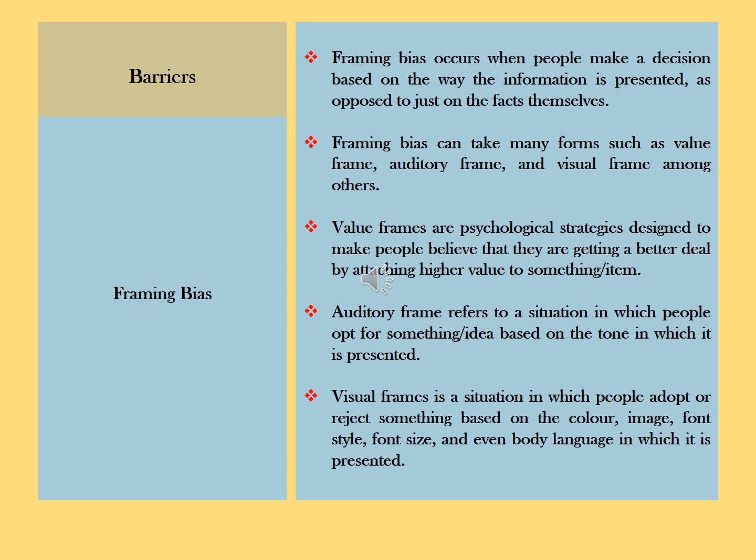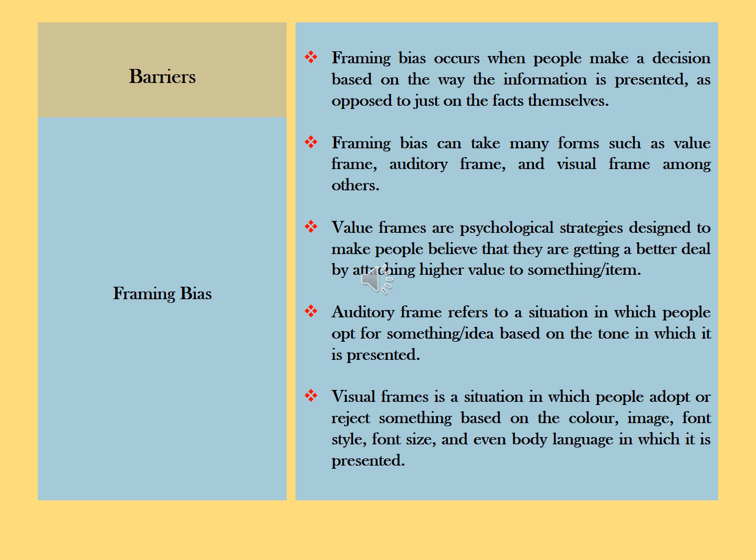Then we have what we call visual frames, which is a situation in which people adopt or reject something based on the color, the image, font, style, or font size, and even body language in which it is presented. I think this one has been much more common, especially in organizations when they're doing hiring. Sometimes individuals are hired by groups based on their looks, so that people who look attractive, beautiful, handsome, well-dressed, and others might be accepted or might be considered for a position in the organization. Yet, in terms of content and delivery and competence, it might be the opposite.